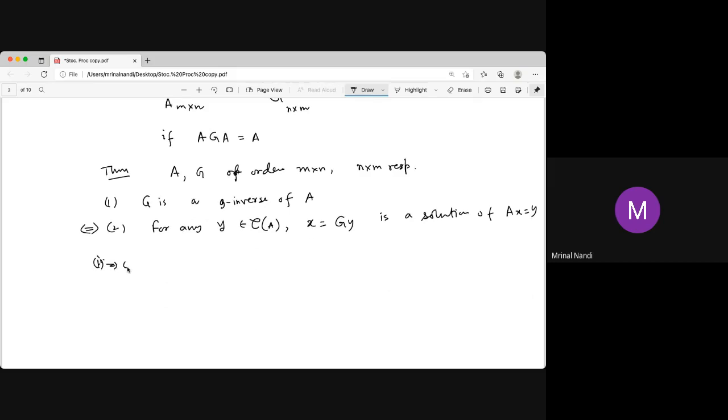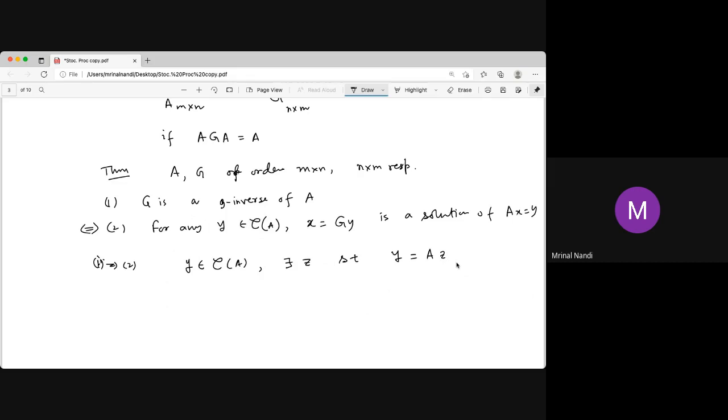How do you show 1 implies 2? So take this G as a G inverse. Now take any Y in the column space of A. Since it is in the column space of A, we know that there is a solution. So there exists a Z such that Y equal to AZ. But I don't know what Z is, and we don't know how to find Z. But we know that there is a Z because Y is in the column space of A. So Y can be written in terms of the columns of A. So there is a Z.